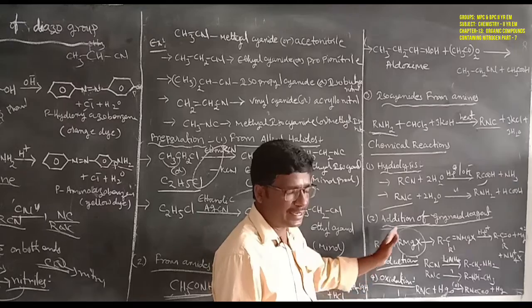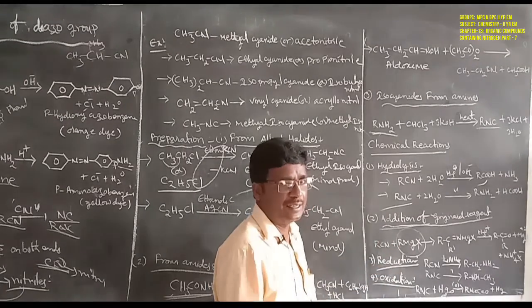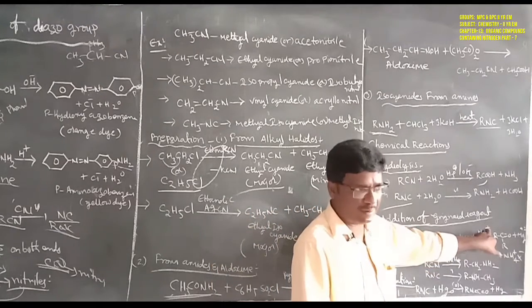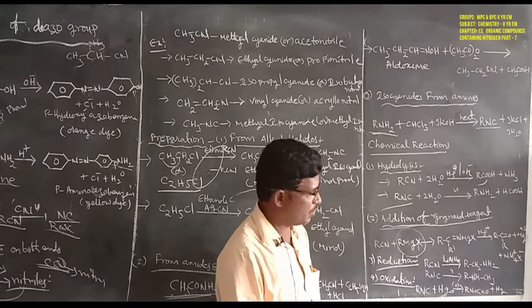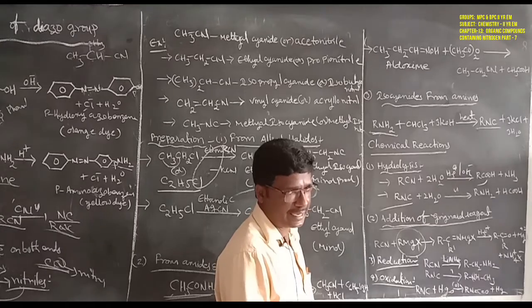Alkyl cyanide treated with Grignard reagent forms an intermediate compound, then treated with hydronium ion forms the keto group. That is the addition of Grignard reagent reaction.